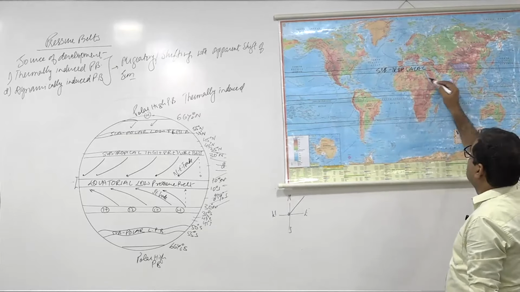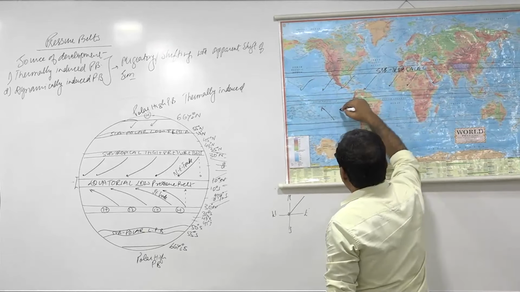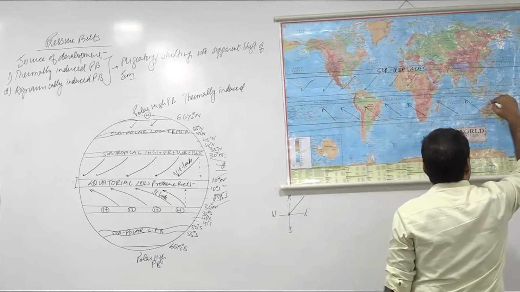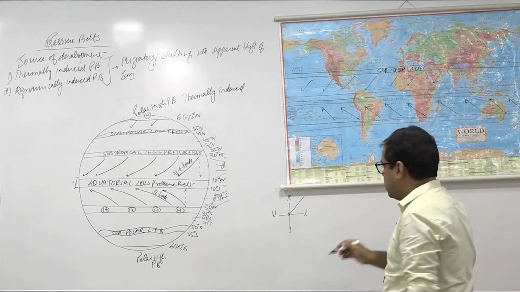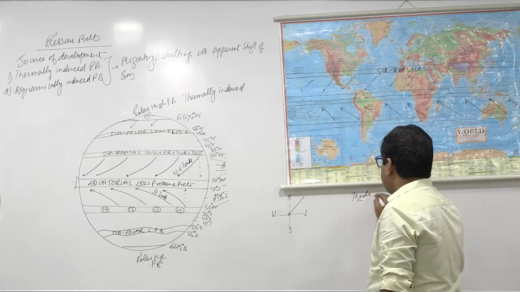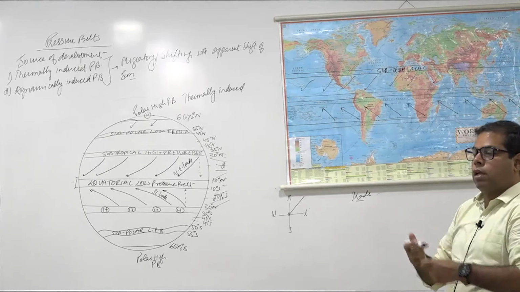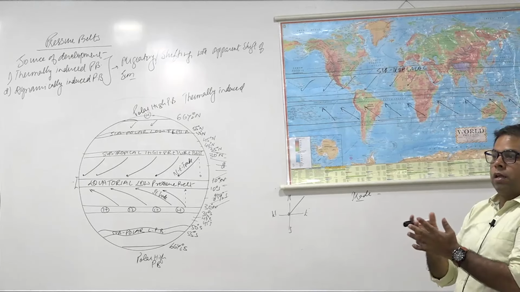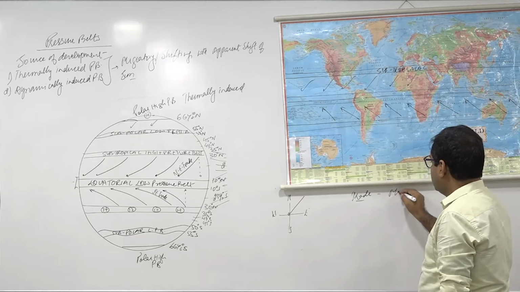These winds are moving from northeast to southwest. Right? Northeast to southwest. So, what was I saying? Why is it called trade? Why are these winds called trade? It is called trade because of the monsoon pattern.